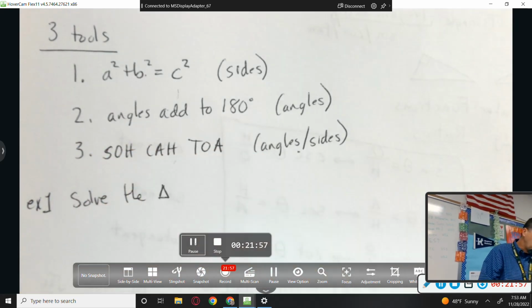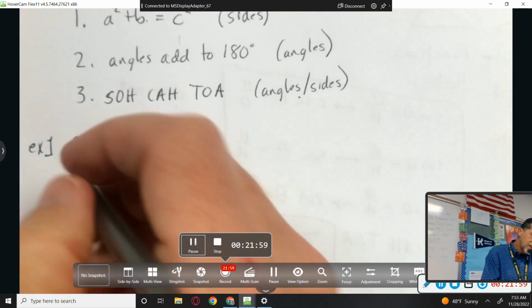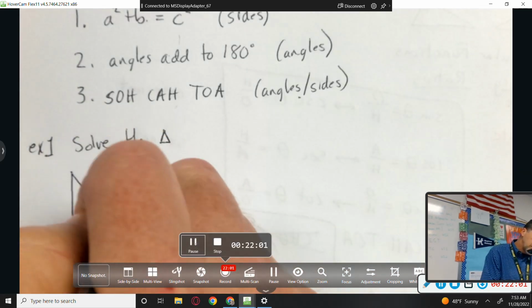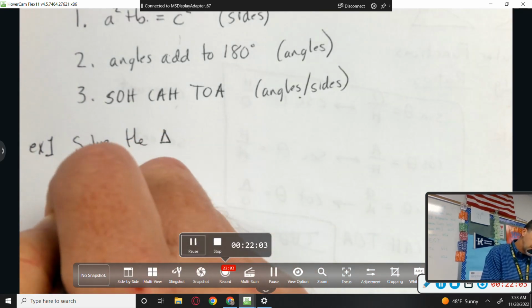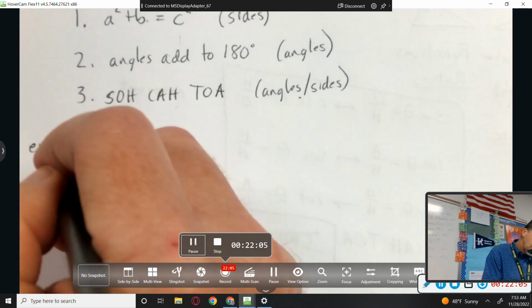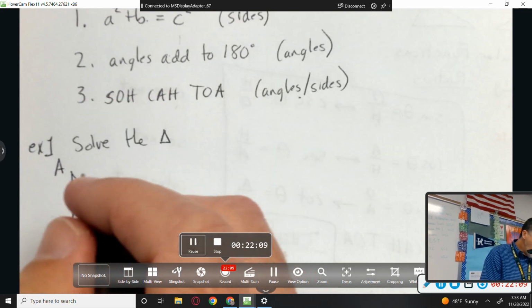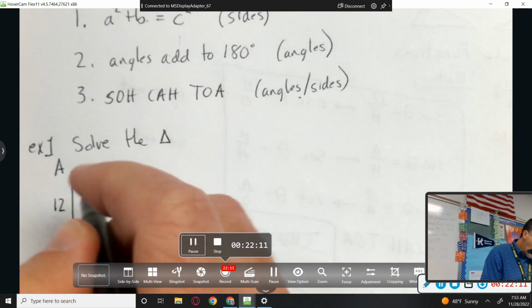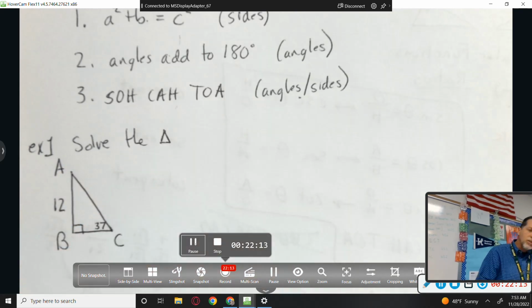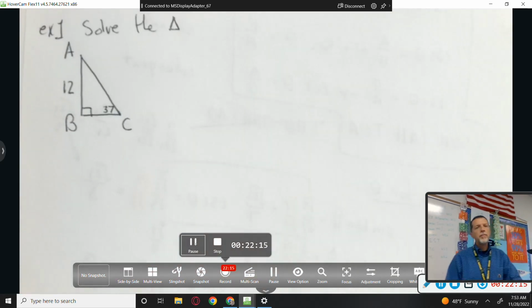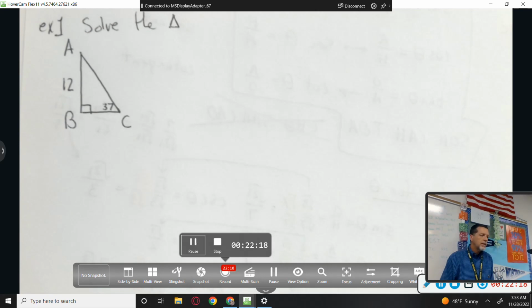All right, so let's solve the triangle. It looks like this. So triangle ABC, angle C is 37, angle B is the right angle, and side C equals 12.